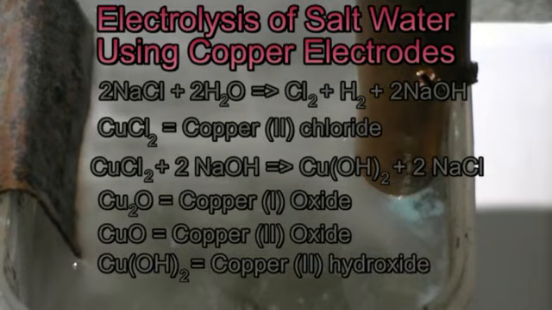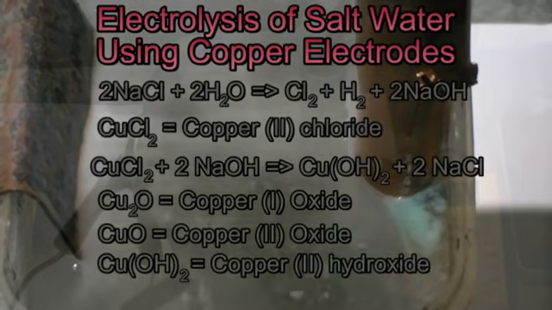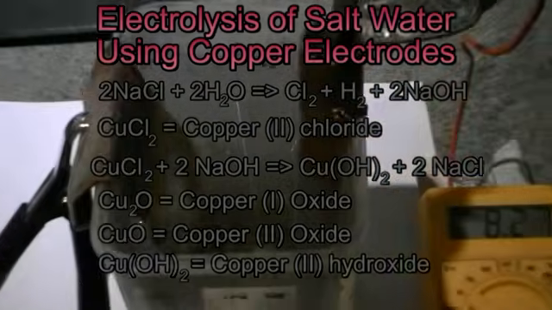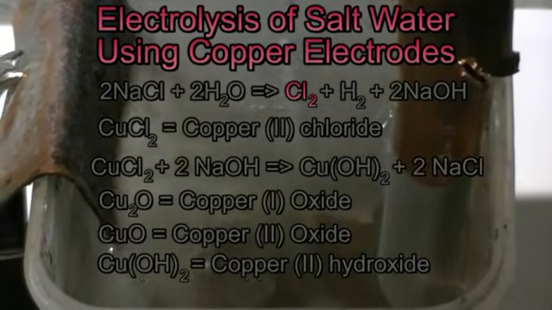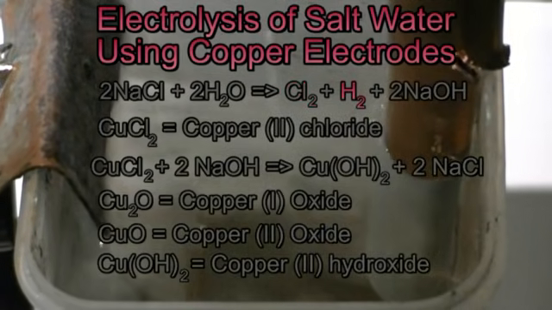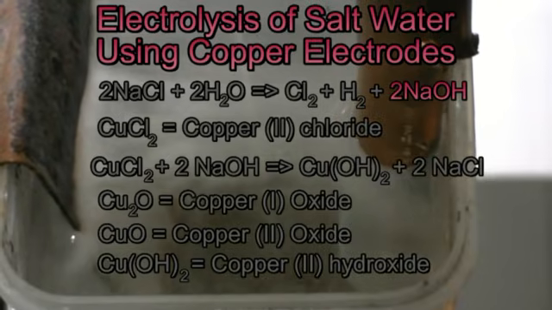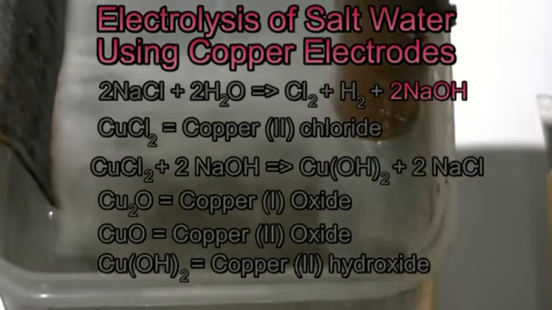A number of chemical reactions might be taking place in this electrolysis setup. Firstly, electrolysis of sodium chloride solution tends to produce chlorine gas at the anode and hydrogen gas at the cathode. Sodium hydroxide is also produced, however this remains in solution.